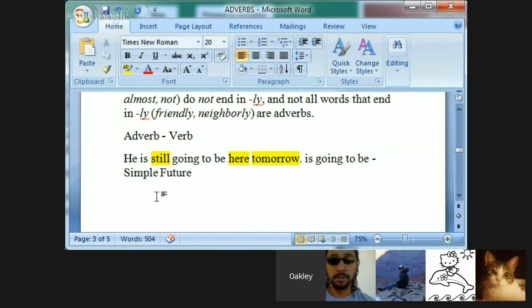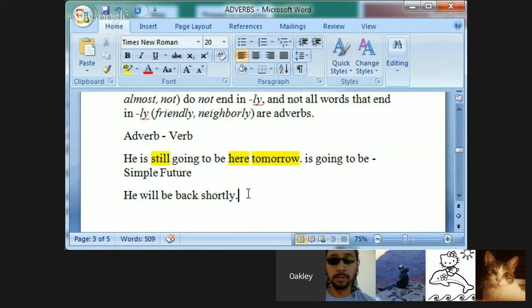All right, Heidi, can you give me an adverb-verb combination in a sentence? "He will be back shortly." Okay. Nice and brief.